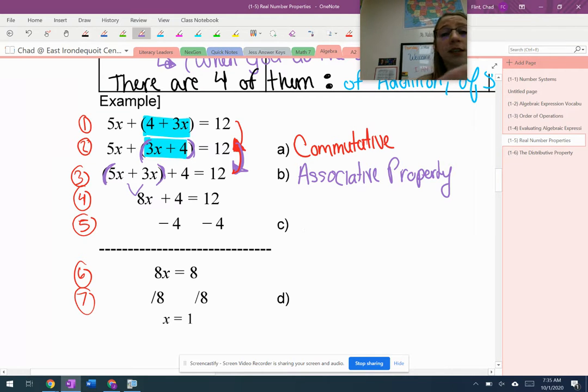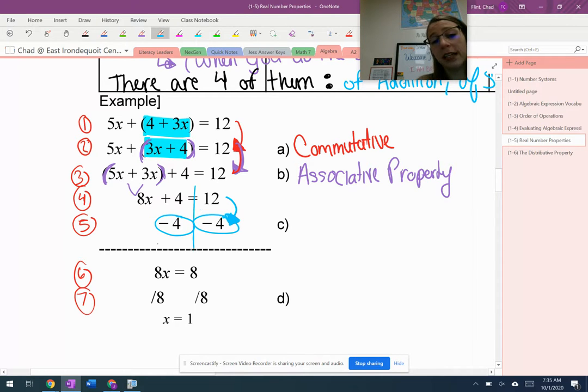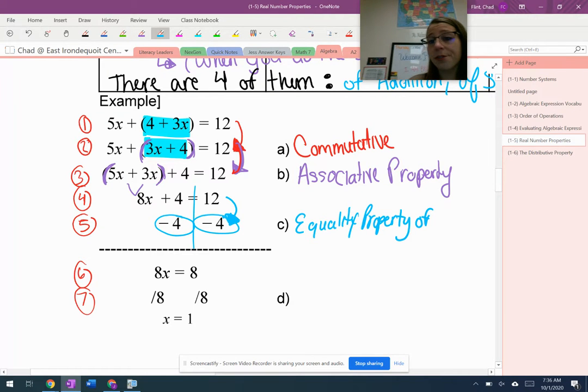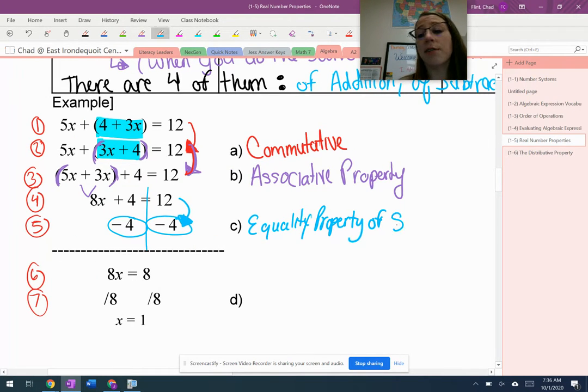So now from C, we're looking at what's changing from line 4 to line 5. I could see what I'm doing right here is I'm taking this minus 4 and I'm subtracting 4 from both sides to keep that equation balanced. So that right there, ladies and gentlemen, is the equality property in action. So this is the equality property of what operation? Well, I'm doing minus 4 to both sides, so that would be the equality property of subtraction.